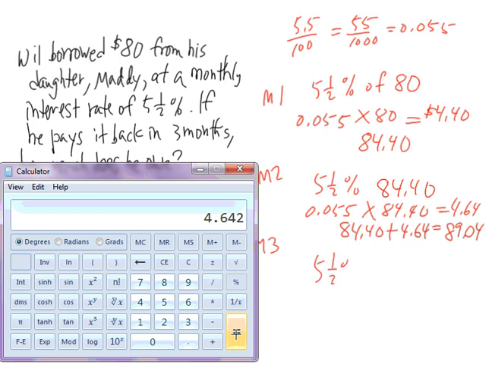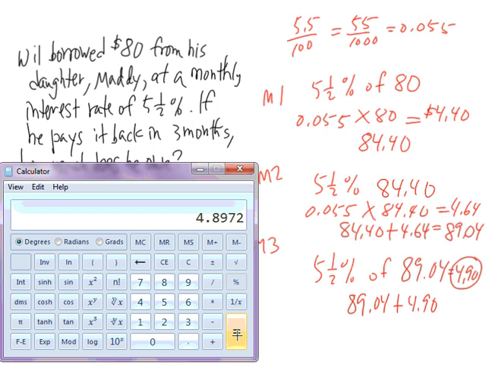Because now I owe her one last month of interest, 5.5% of $89.04. How much is my interest here? So I go 0.055, 5.5% of 89.04 equals. So the third month I owe her an additional $4.90 interest. So take my $89.04, add on the interest from that month of $4.90. I get $93.94 is what I have to pay Maddie.